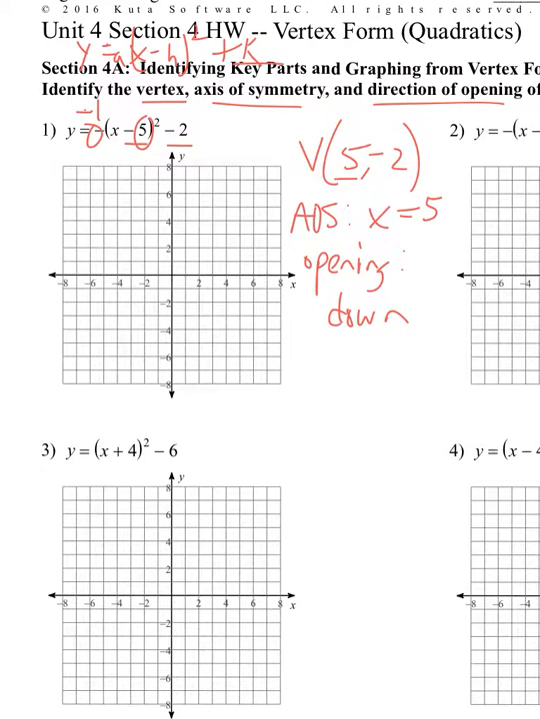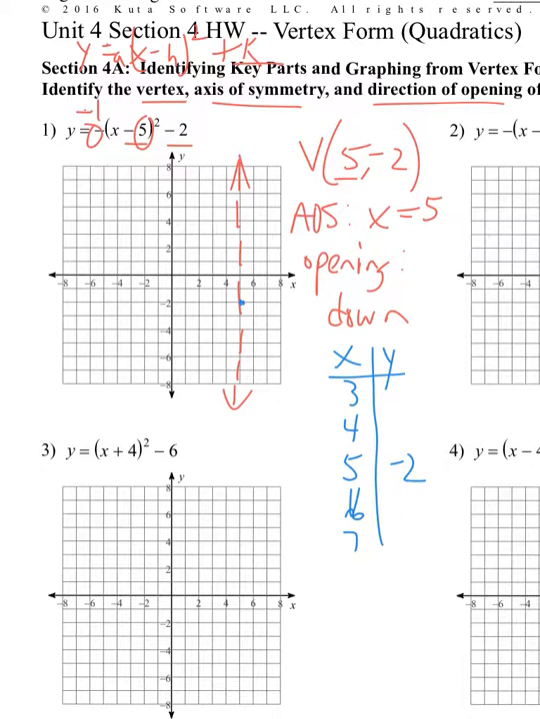So we're going to graph x equals 5, which is going to be the axis of symmetry. So there's the middle of my parabola. The vertex is at 5, negative 2, which is going to be right there. Now to get some more values, I'm going to put my 5, negative 2 in there. I need to do some values less than 5, to the left of 5, and some to the right of 5.